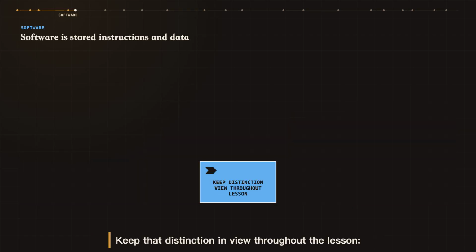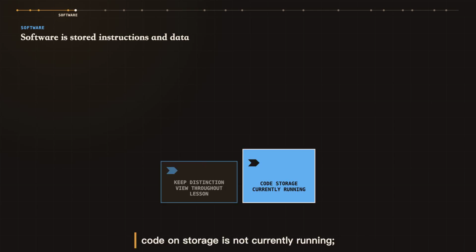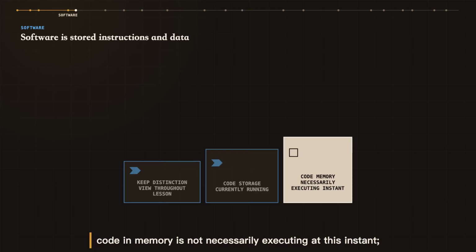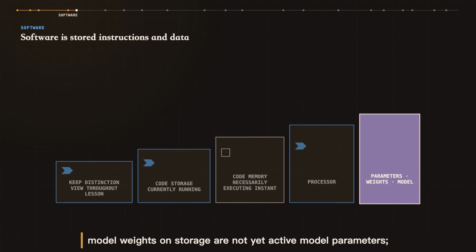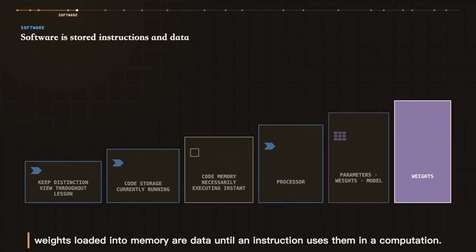Keep that distinction in view throughout the lesson. Code on storage is not currently running. Code in memory is not necessarily executing at this instant. An instruction executes only when a processor fetches and performs it. Model weights on storage are not yet active model parameters. Weights loaded into memory are data until an instruction uses them in a computation.